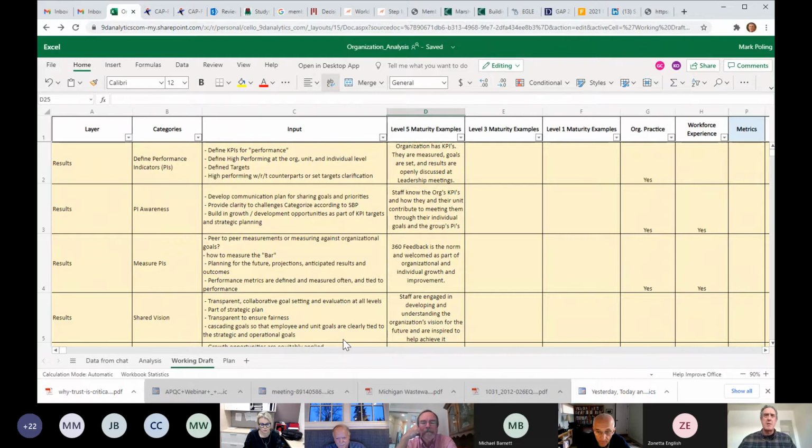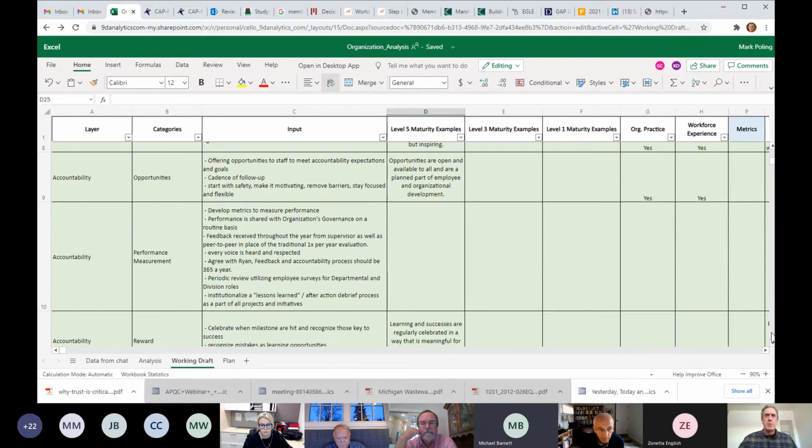But one statement I came up with from that was, staff are engaged in developing and understanding the organization's vision for the future and are inspired to help achieve it. That's a bigger, broader statement, but some of those other things from the input could also be sub-statements for that level 5 maturity example. Let me drop down to some others here, and you can see I haven't completed all my work yet, so I've got some more work to do here.